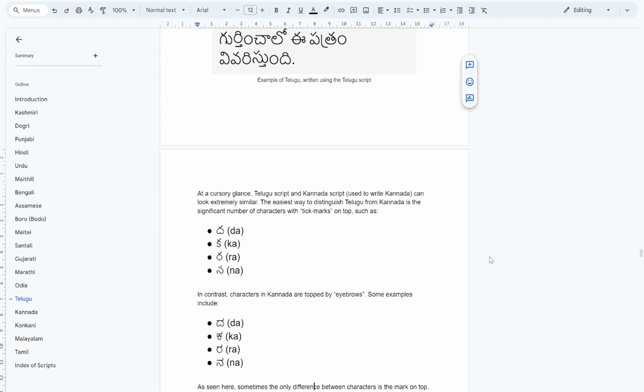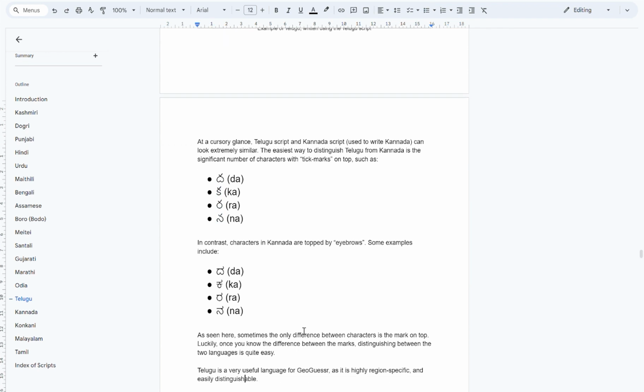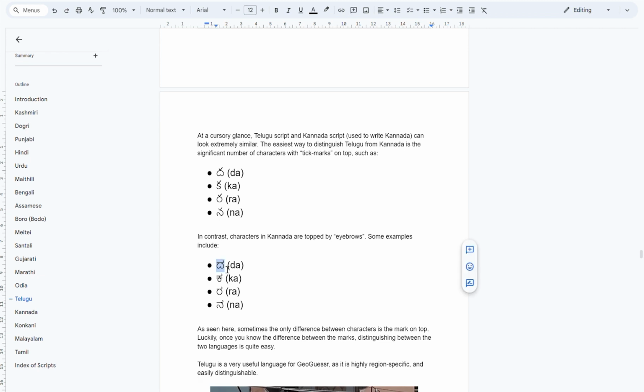The easiest way to distinguish Telugu from Kannada is the significant number of characters with tick marks on the top. So a lot of the characters are very similar. They make the same sound and they're written in a very similar manner between Telugu and Kannada. They have very close origins in terms of the phonetics and the grammar. So in Telugu, there's a tick mark on top of the characters. Whereas in Kannada, the characters are topped by what some people call eyebrows.